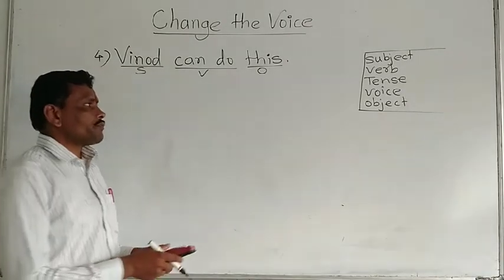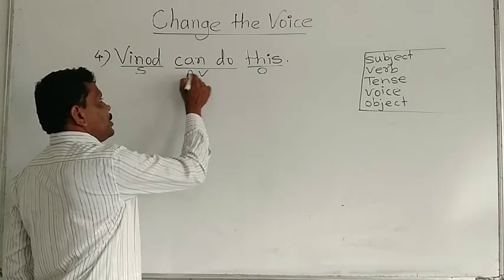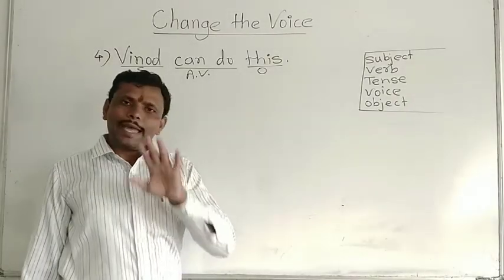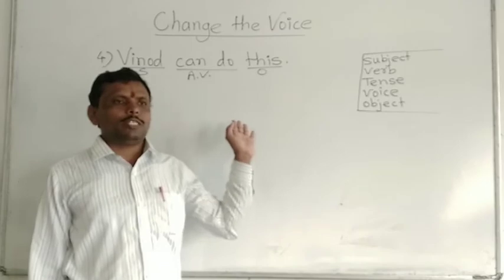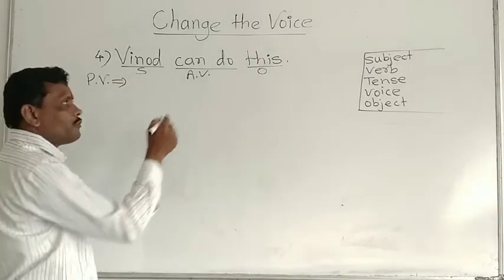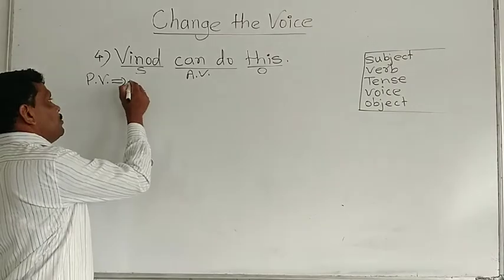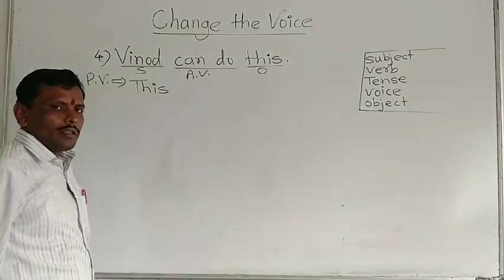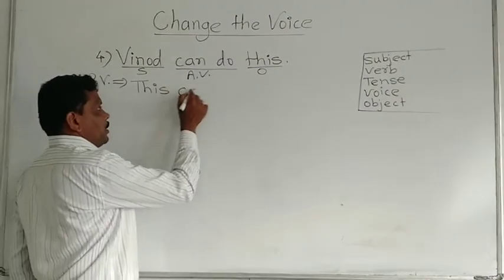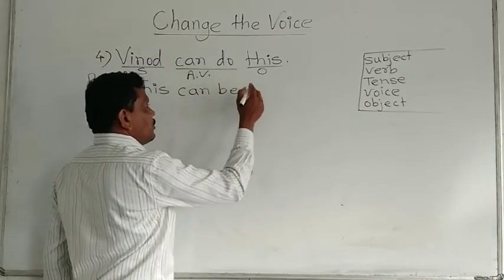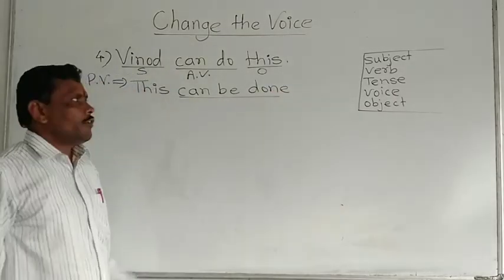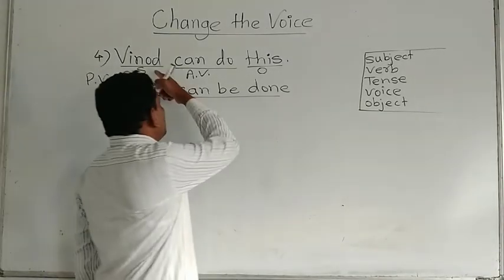Now we have to change. See, the voice is active voice because in the list, can plus V1 is the active form of verb. We have to change this active voice into passive voice. While changing into passive voice, what should we do at first? We have to place the object at first. This is the object. That same object is placed here: this. Then can plus V1, its passive form is can plus be plus V3. Do, its verb third is done. This is the passive form, can plus be plus V3. This can be done. Now the subject remains.